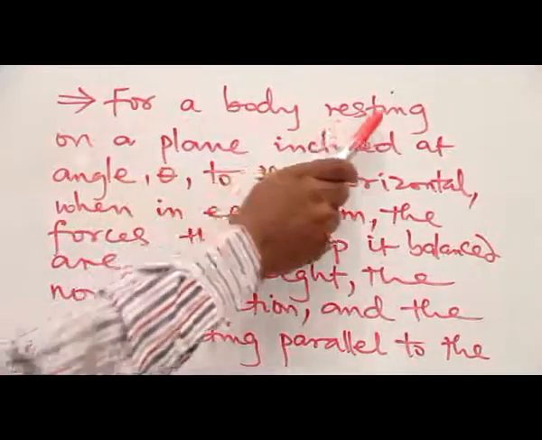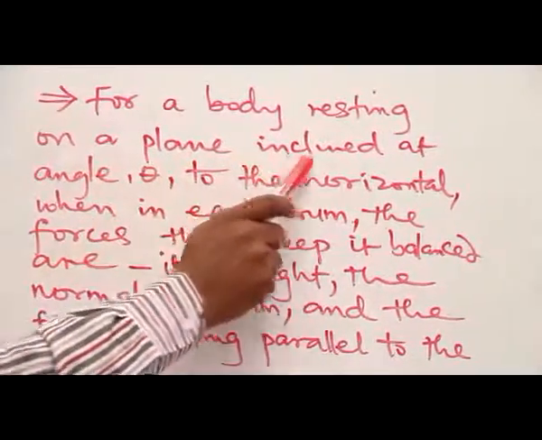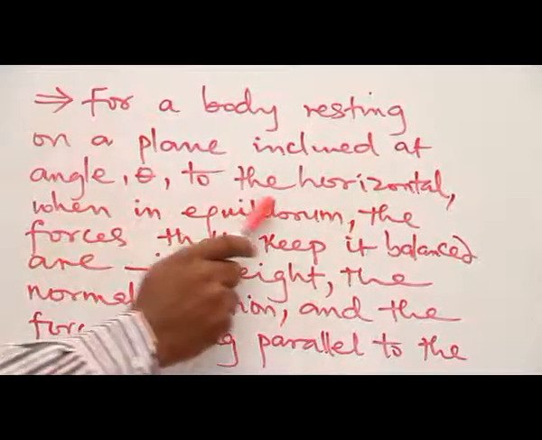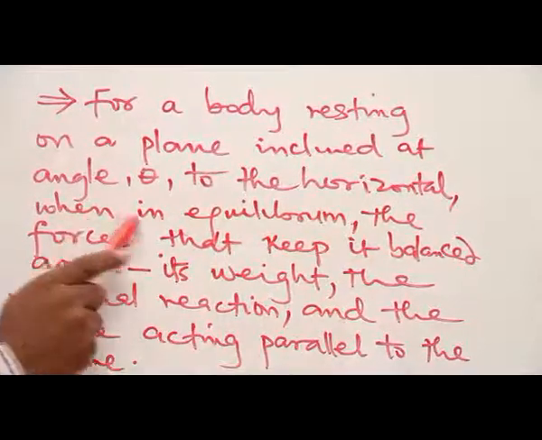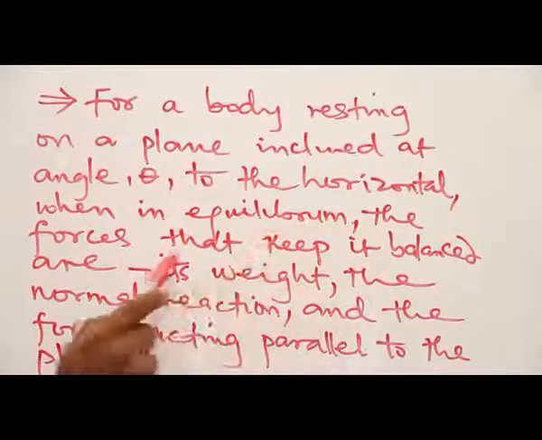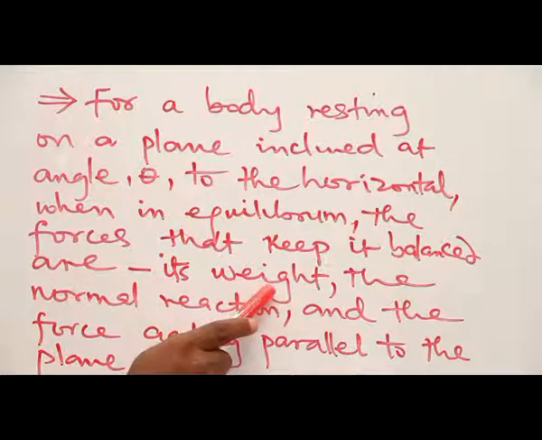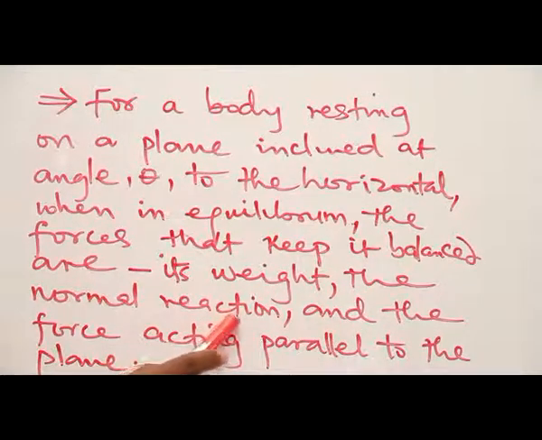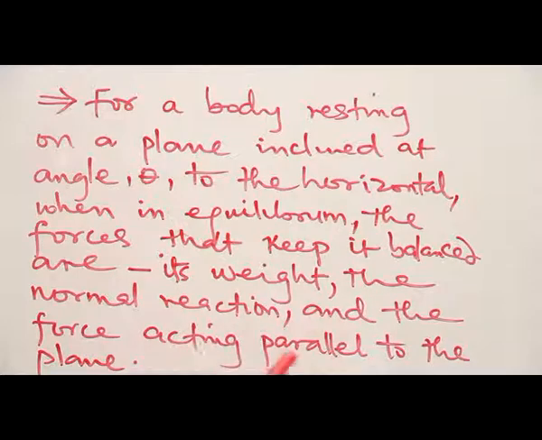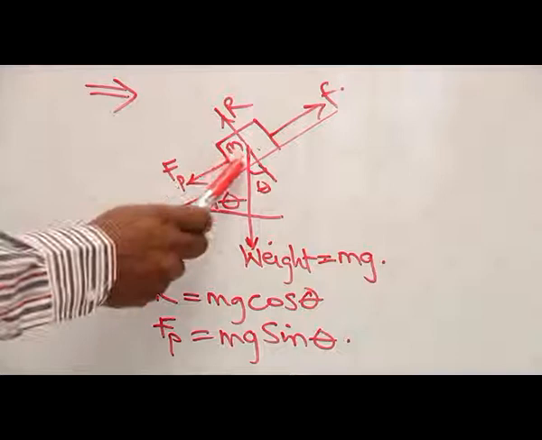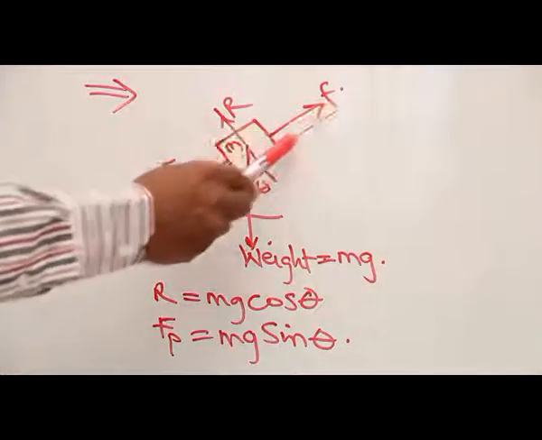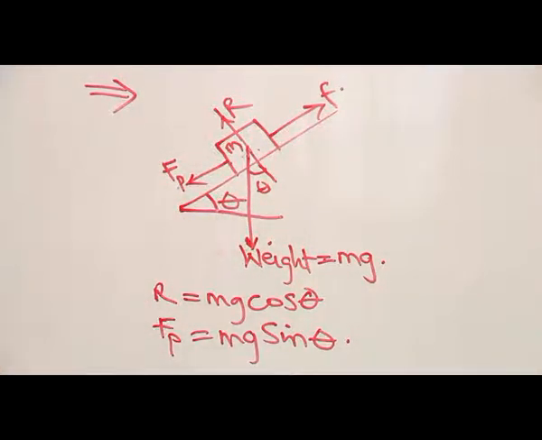For a body resting on a plane inclined at angle theta to the horizontal, when in equilibrium, the forces that keep it balanced are its weight, the normal reaction, and the force acting parallel to the plane. This is a body of mass M resting on this plane inclined at angle theta. At equilibrium, there are three forces that keep it balanced.